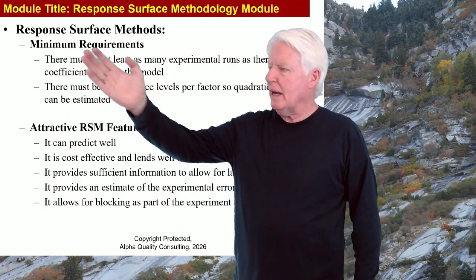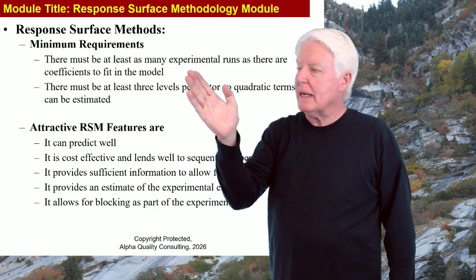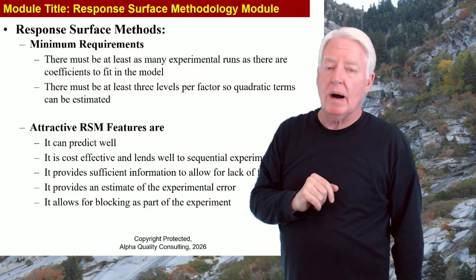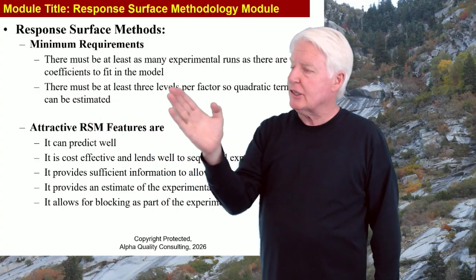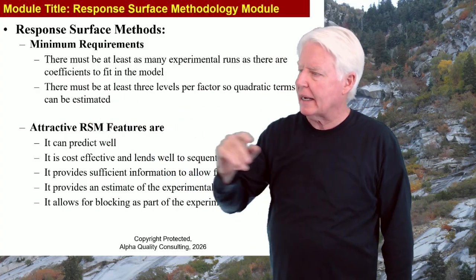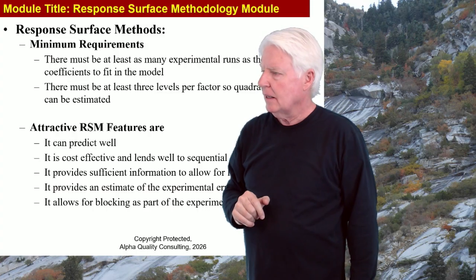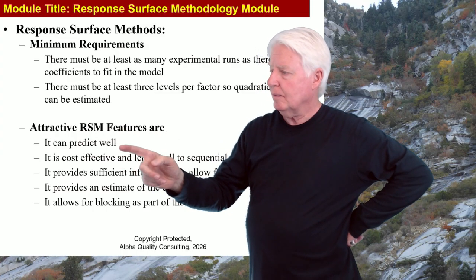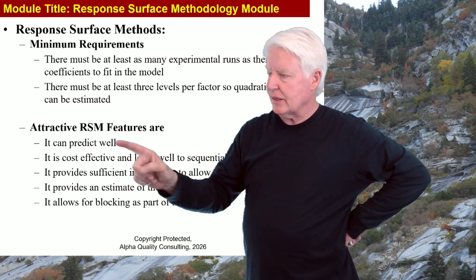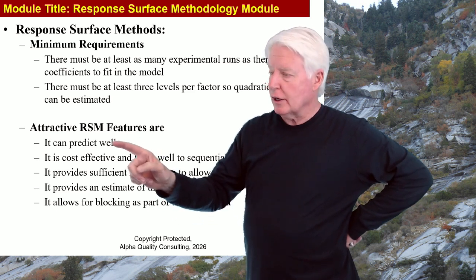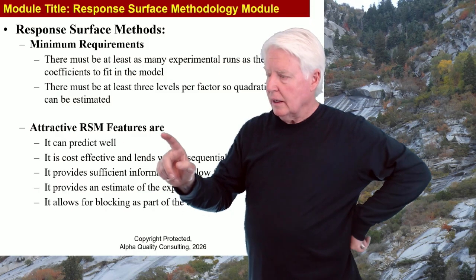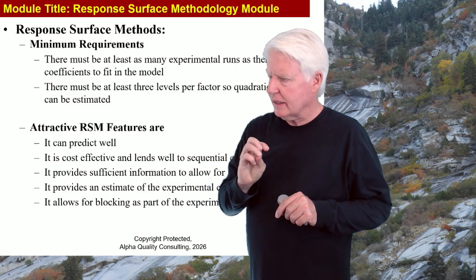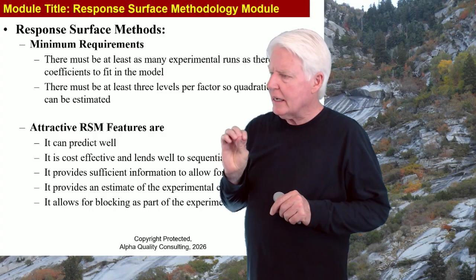So response surface methods, minimum requirements. There must be at least as many experimental runs as there are coefficients to fit in the model. There must be at least 3 levels per factor so quadratic terms can be estimated. Attractive RSM features are it can predict well, and that is of course a very powerful thing. It can predict well, especially the CC, Central Composite Design, CCD. It's very good at predicting.